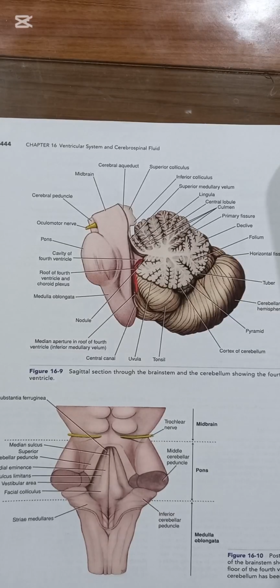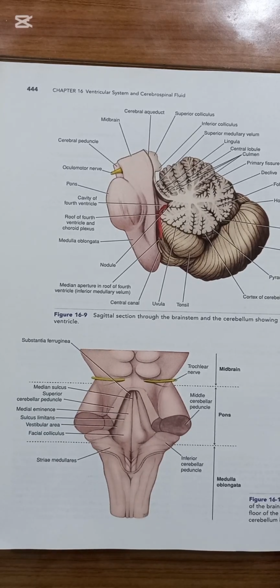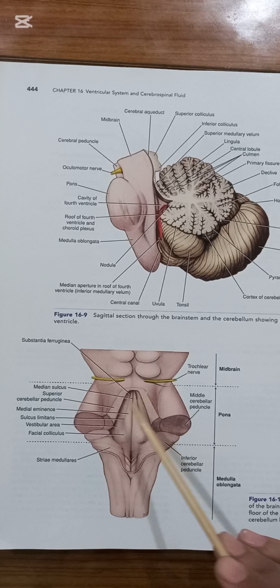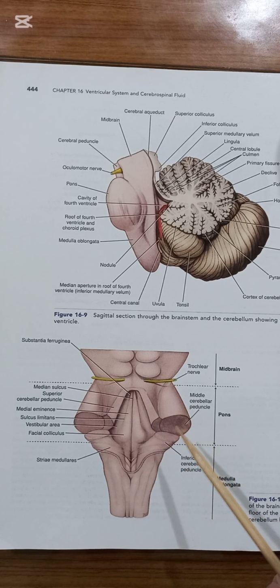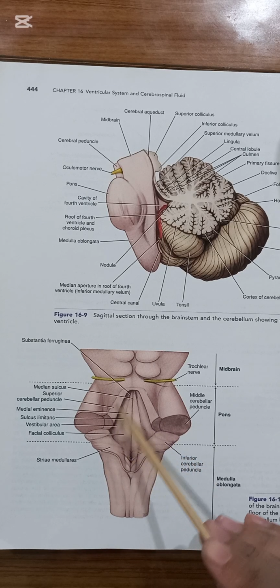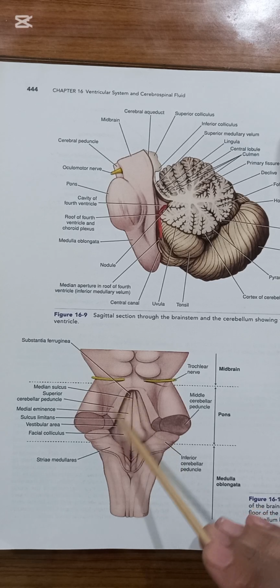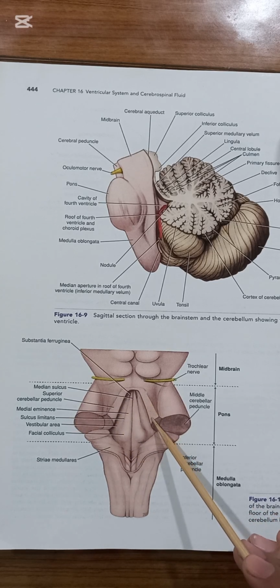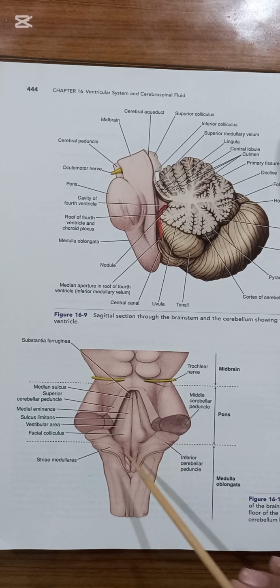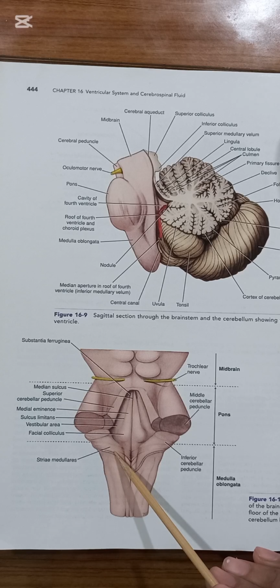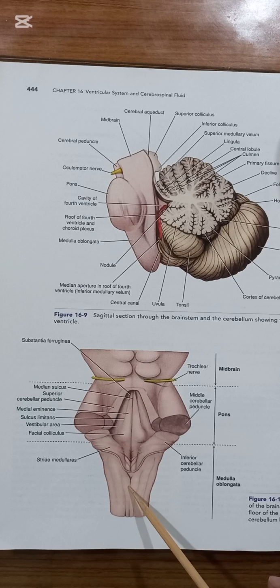After that, we will discuss the boundaries of the ventricle. The fourth ventricle has three boundaries: lateral boundaries, floor and roof. In this figure, first of all, we will see the lateral boundaries. We divide them into two parts, supralateral part and infralateral part. Supralaterally on each side, the ventricle is bounded by the superior cerebellar peduncle, while infralaterally on each side it is bounded by the inferior cerebellar peduncle, supplemented by the cuneate tubercle and gracile tubercle.